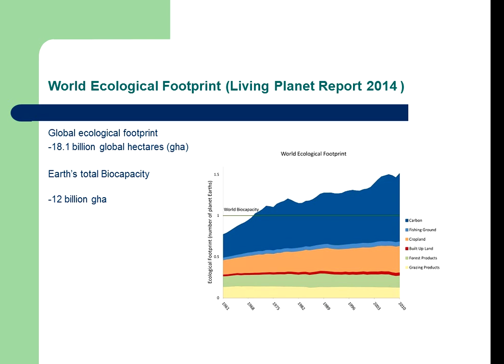World Ecological Footprint. WWF's Living Planet Report 2014 found that in 2010 the global ecological footprint was 18.1 billion global hectares (GHA), or 2.6 GHA per capita. Earth's total capacity was 12 billion GHA, or 1.7 GHA per capita. This means that Earth's people needed 18 billion hectares of productive land in order to provide each and every person with the resources they required to support their lifestyle and to absorb the waste they produced.